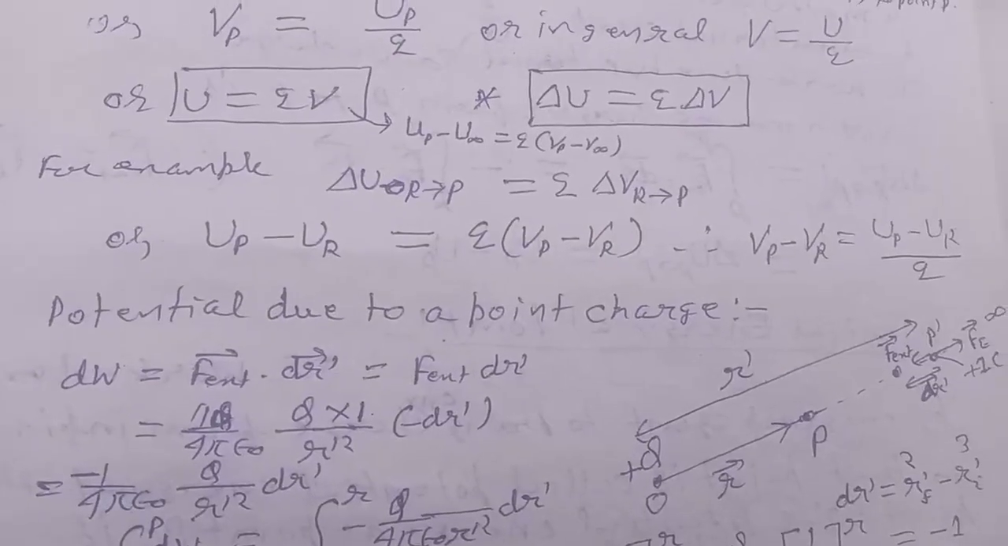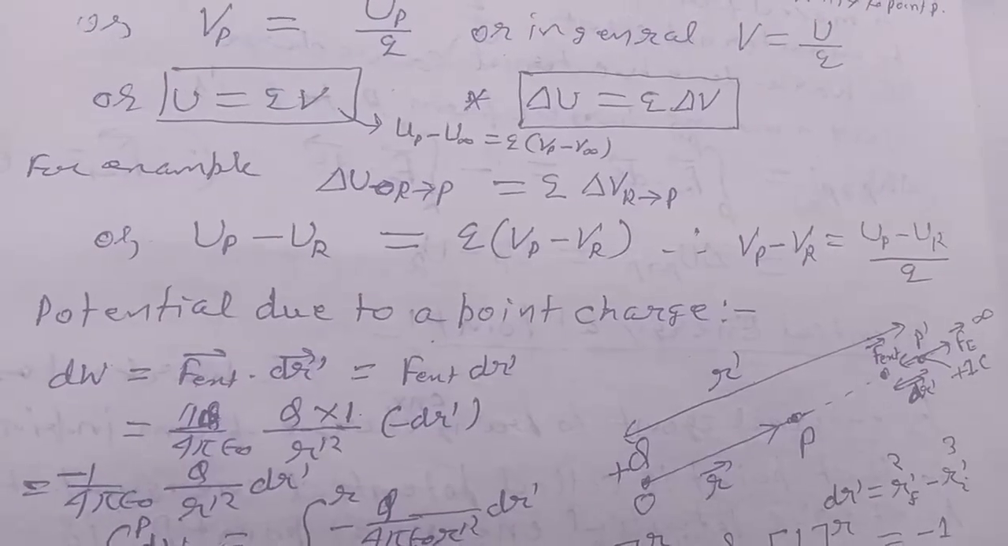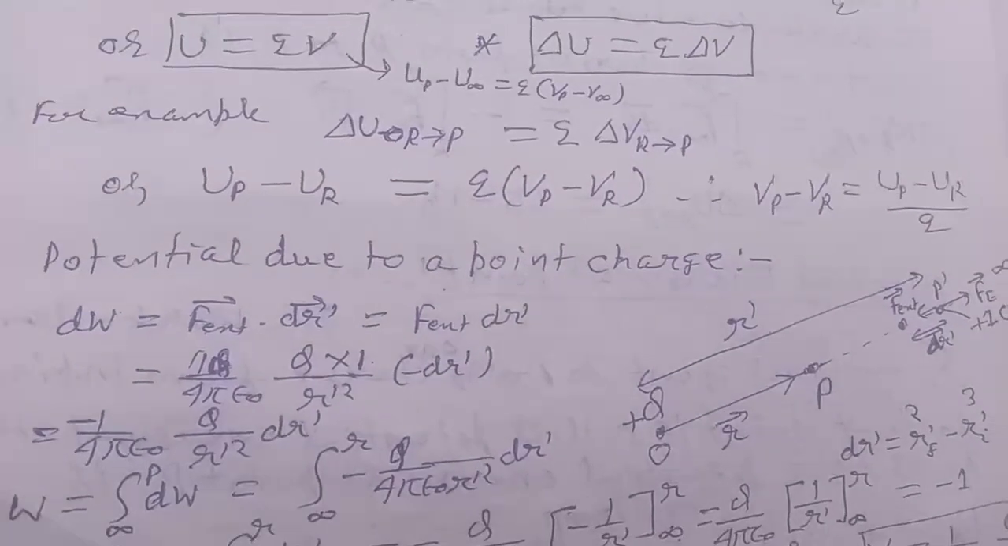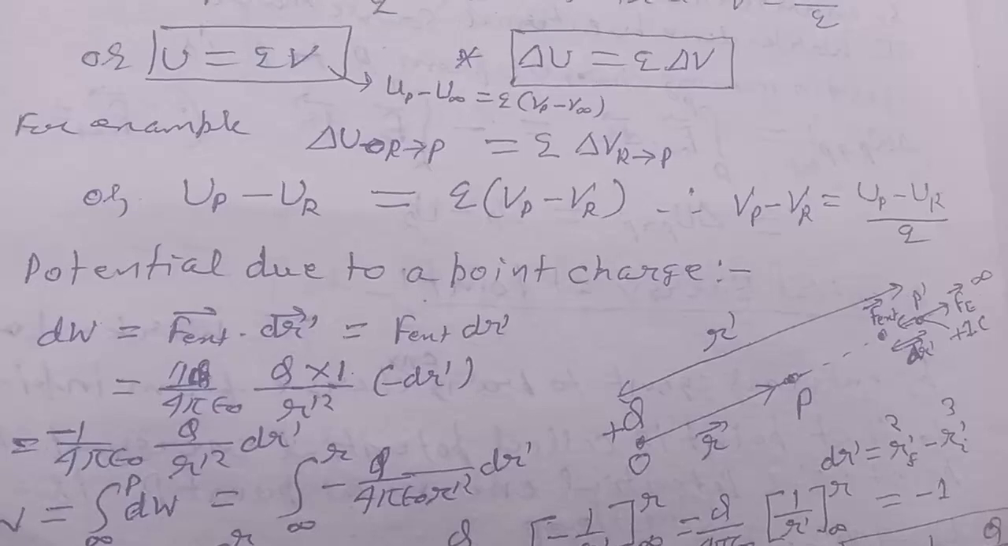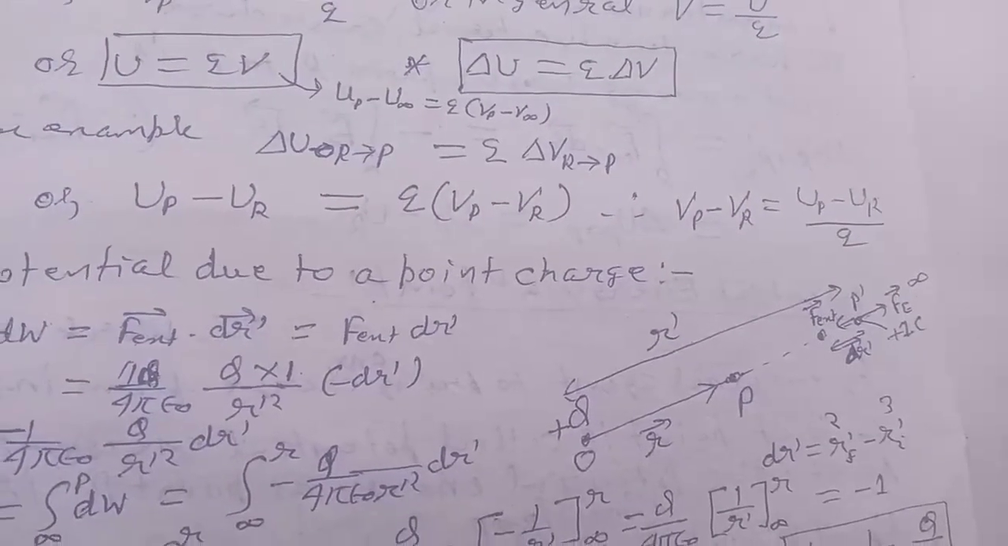For example, delta U R to P equals Q into delta V R to P, or UP minus UR equals Q into Vp minus Vr. Hence Vp minus Vr equals UP minus UR by Q.